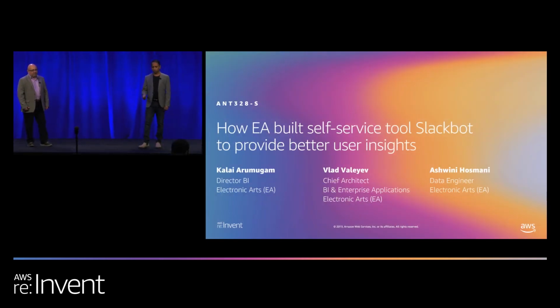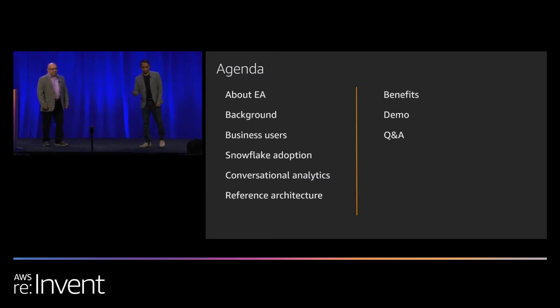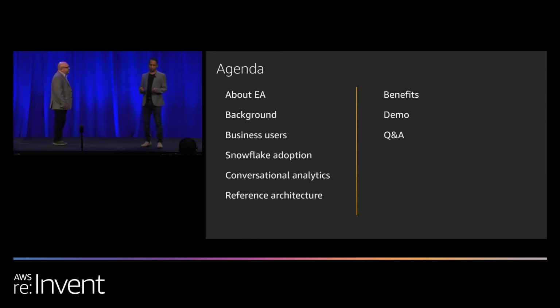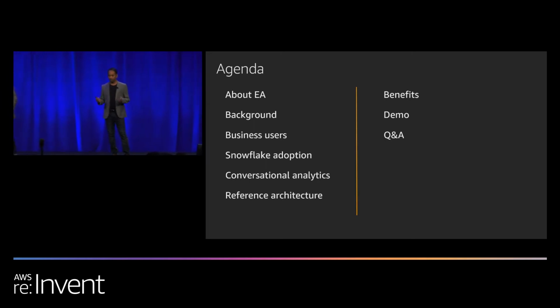Background about EA. Here is the agenda. We'll talk a little bit about EA and what made us think about building a Slackbot, and how we adopted Snowflake in the enterprise and how we built a conversational bot. And we'll talk about the benefits and a quick demo. And in the end, we'll have a Q&A session.